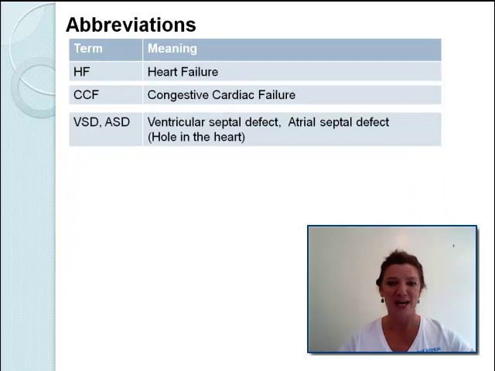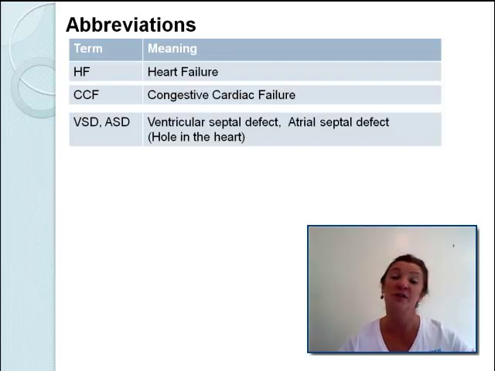HF means heart failure. A patient may have left-sided heart failure or right-sided heart failure. We actually mentioned a term earlier, oedematous ankles, where fluid builds up around the ankles and they look all swollen and puffy. And this is associated with right-sided heart failure. It can be associated with other things as well, but classically it is one of the signs of right-sided heart failure. CCF, congestive cardiac failure.